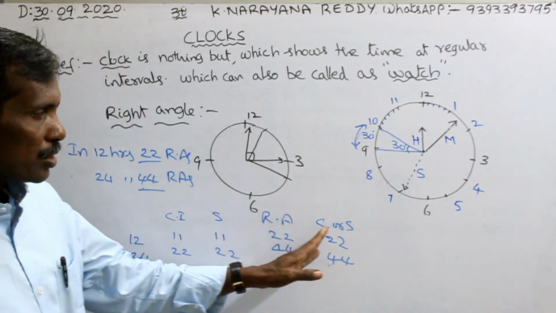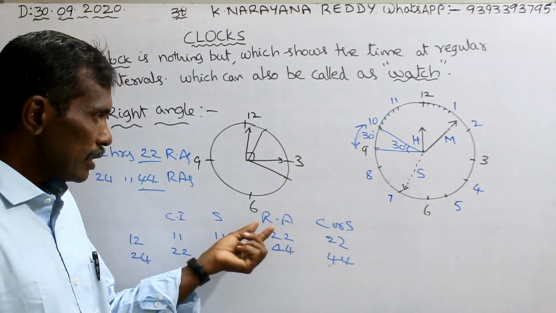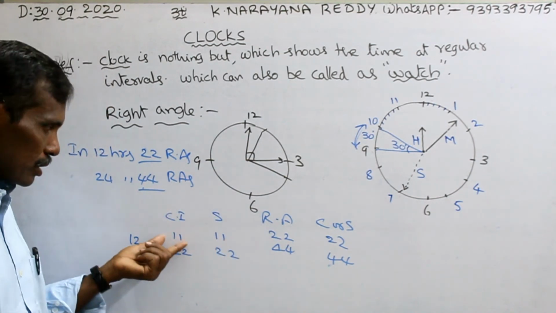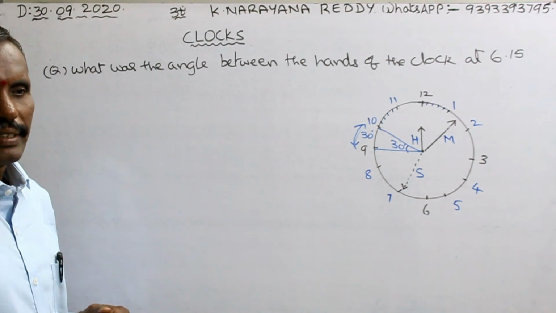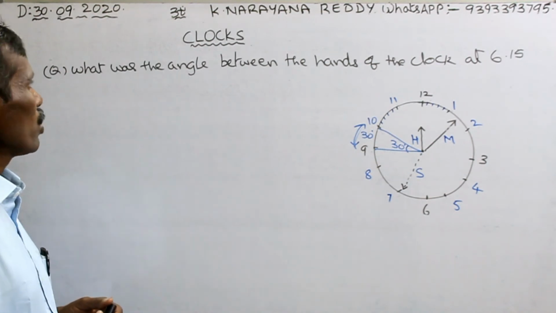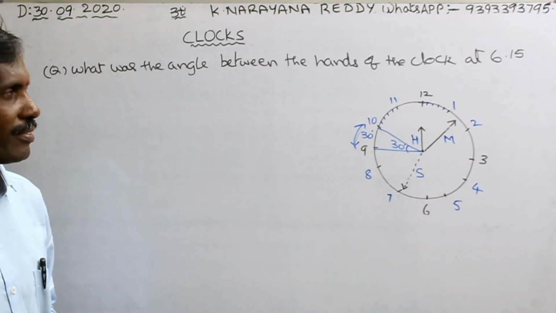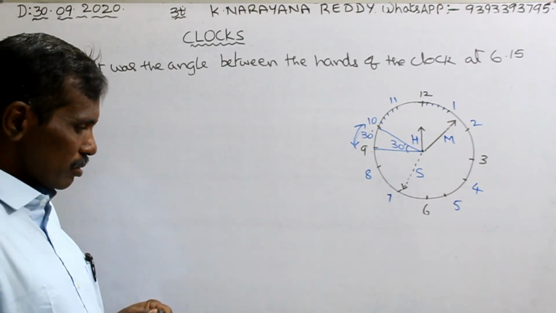Coincidence is straight line, opposite direction. But this is right angle. This is straight line or opposite direction only. This is coincidence only. Please see the problem. What was the angle between the hands of the clock at 6:15? Very, very important this one.